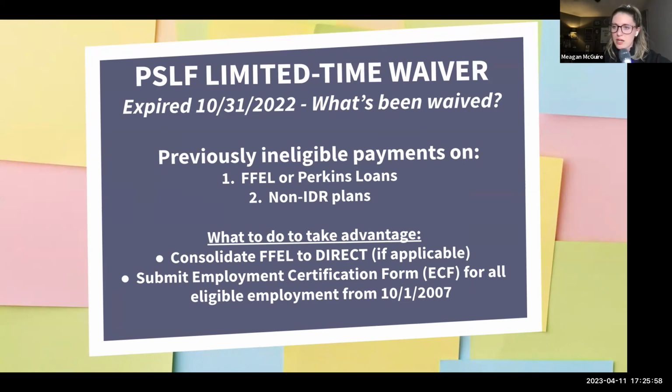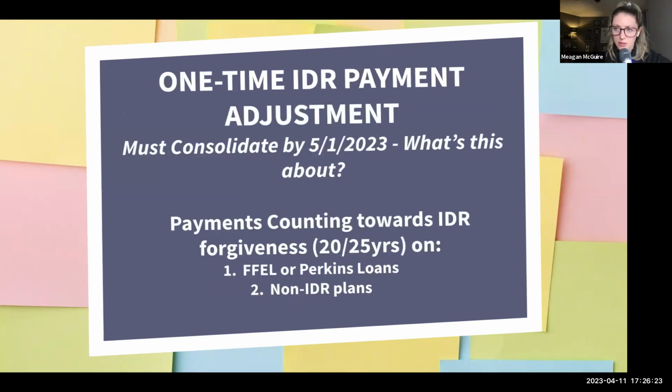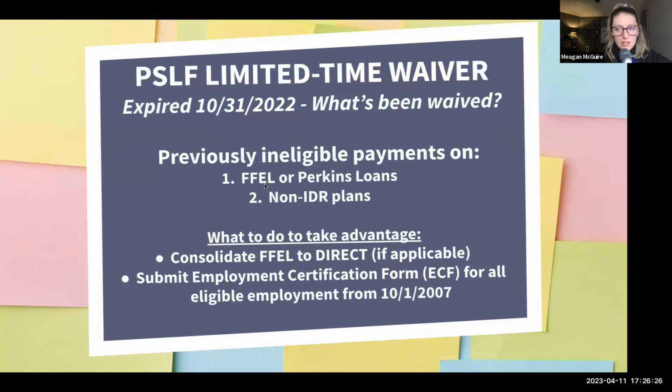Perkins loans are issued by the school, but they can be consolidated into direct loans and they can be eligible for PSLF. So let's say you had some of those older loans, the FFEL or the Perkins, they weren't eligible for PSLF. Well, you can consolidate them to make them eligible, and you were supposed to do that by October 31st. But we can still do that because of the IDR waiver, which we're going to talk about here next. So it's not too late if you didn't do that already. We think you could still get credit.